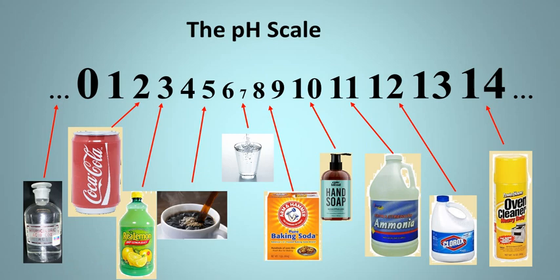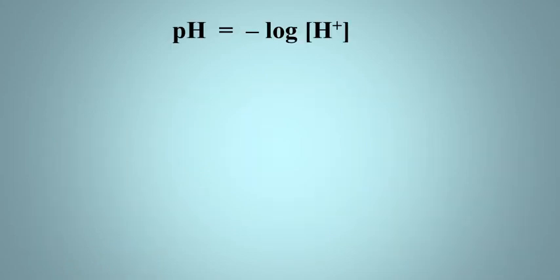Now, let's look at the mathematical definition of pH. pH is equal to the negative logarithm of the hydrogen ion concentration, H+. Now, there are some students taking chemistry who have not gotten far enough in their mathematics to know what a logarithm is. It's basically just an exponent.